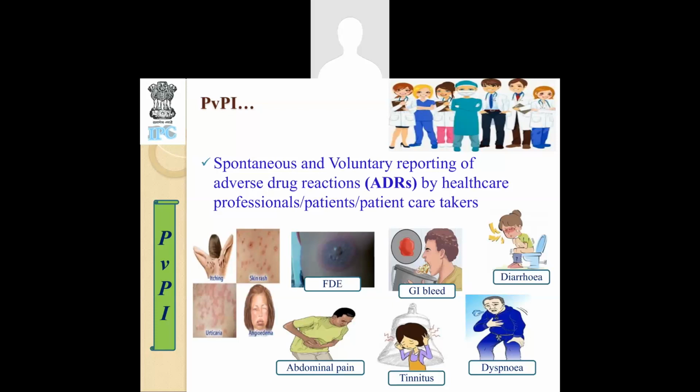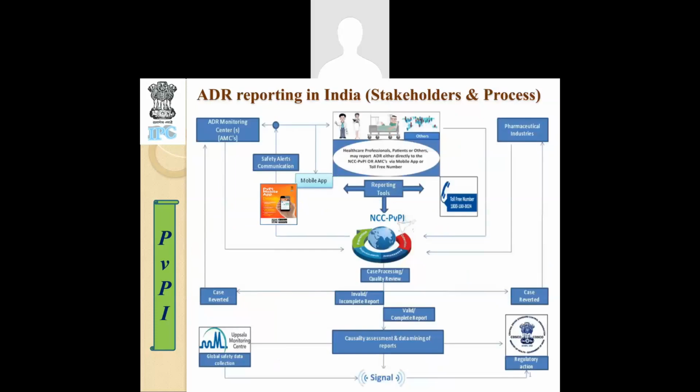So who are the stakeholders and how does the process take place under this PVPI program? That is, ADR reporting in India, stakeholders and the processes. Mainly four stakeholders you can see, not only four, five I can say. ADR monitoring centers, pharmaceutical industries, CDSCO, and Uppsala Monitoring Center, WHO EMC are stakeholders, whereas healthcare professionals, patients, and patient caretakers are the other stakeholders involved in adverse drug reaction reporting.